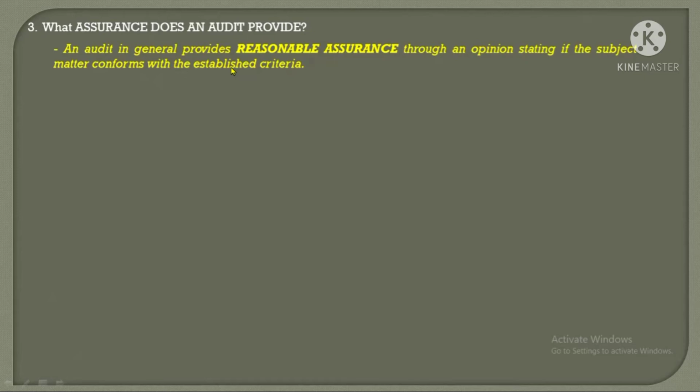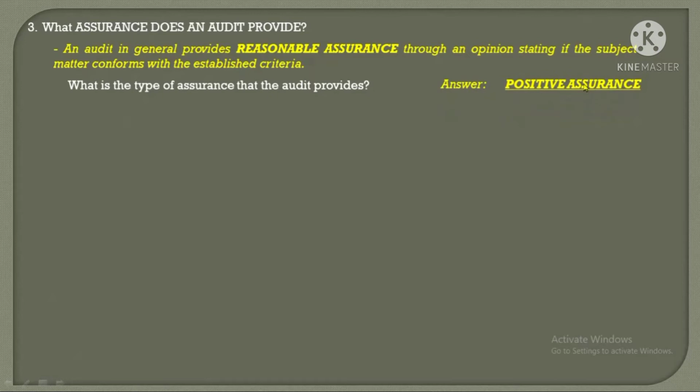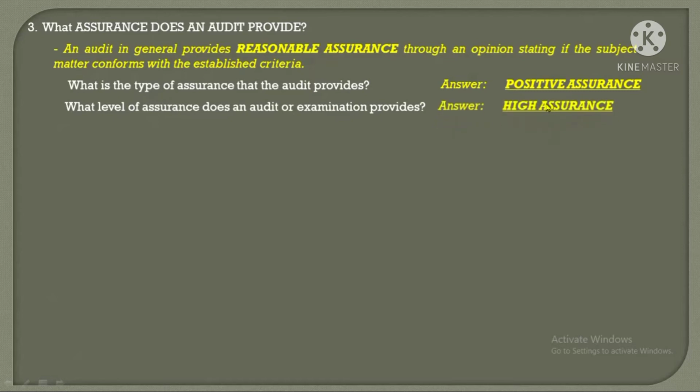But if you will be asked, what is the type of assurance the audit or examination provides? The answer is positive assurance. And if you will be asked about the level of assurance the audit provides, you can say high level of assurance. So that's it. However, before we end this slide, I would like to emphasize that reasonable or positive and high level of assurance is not the same as absolute assurance. An auditor cannot ever give an absolute assurance.